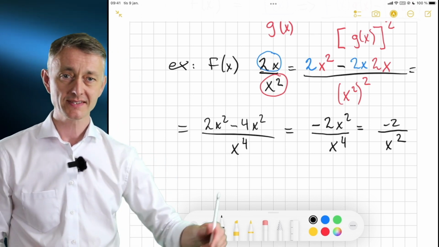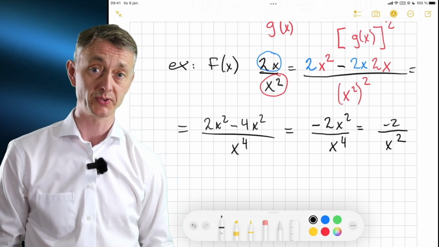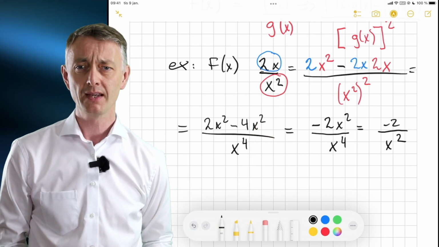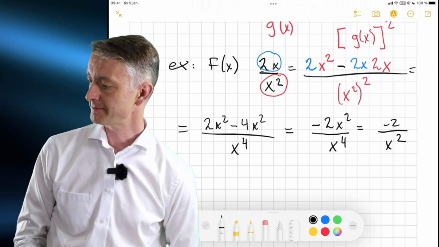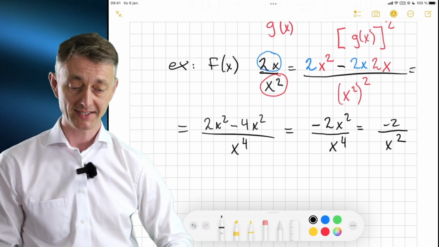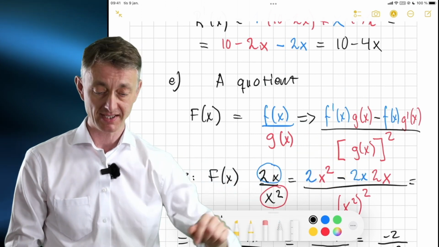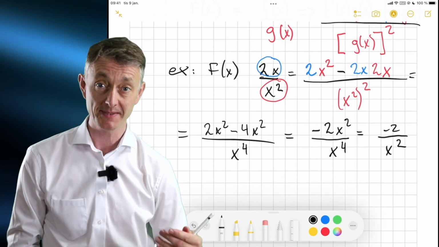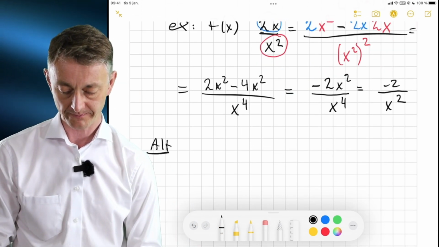So this is the derivative of a function that was a quotient of two functions of x, 2x divided by x squared. Now, there is an alternative to this. If you don't like this rule here, this one here is kind of big and messy, right? So sometimes it is possible to perhaps make a simplification first. Alternative.